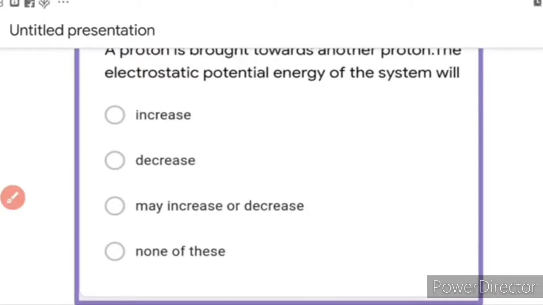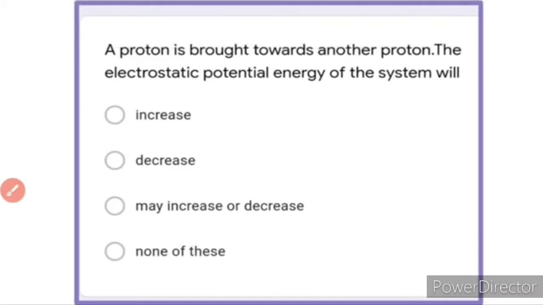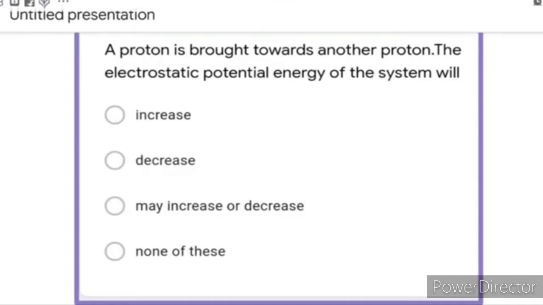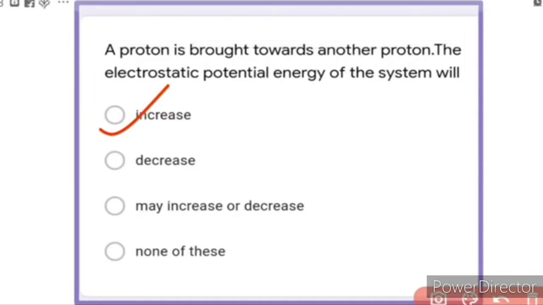Now coming to the next. A proton is brought towards another proton. The electrostatic potential energy of the system will. So a proton is brought towards another proton means the electrostatic potential energy is inversely proportional to distance. Since the two charges are positive, the electrostatic potential energy of the system will increase. The potential energy of the system will be increasing.